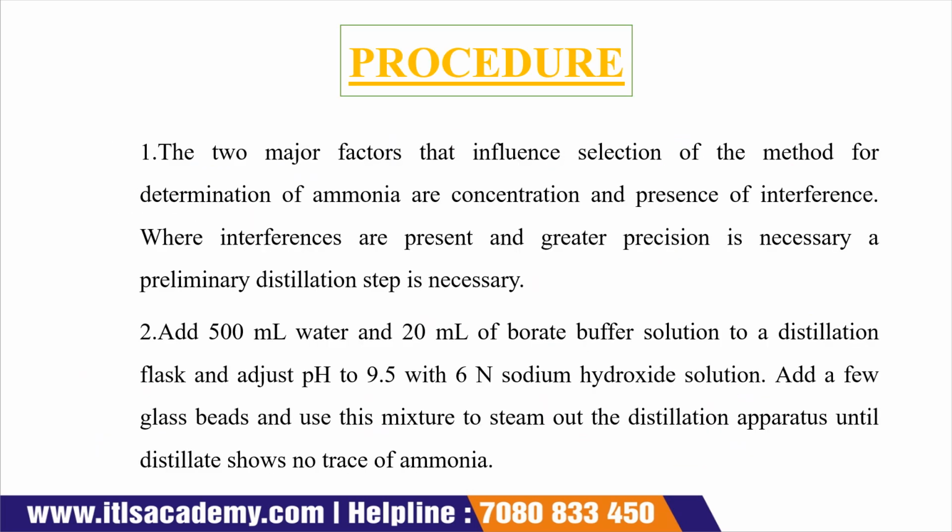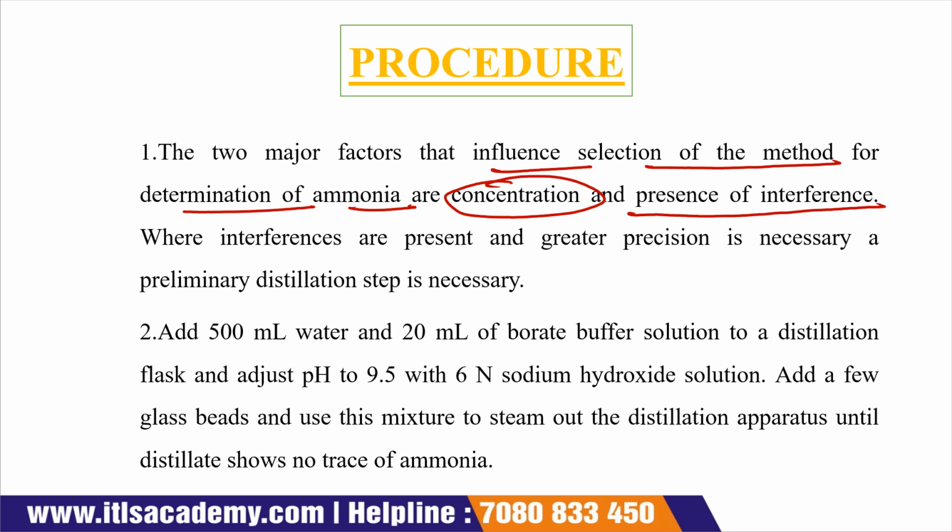Now, the next one is the procedure. The two major factors which influence the selection of the method for the determination of ammonia are concentration and presence of interference. The first one is concentration and the next one is presence of interference. Where interference is present and greater precision is necessary, a preliminary distillation step is required.